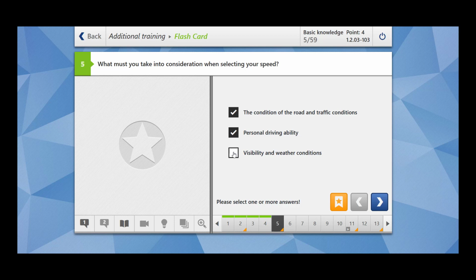Visibility and weather conditions, this is also correct. If the weather conditions are good and you are able to see far, then you can adjust your speed accordingly. But if it's foggy or raining, then you should slow down your vehicle. So depending upon your visibility and weather conditions, you should select your speed. Let's check our answer. It is correct.